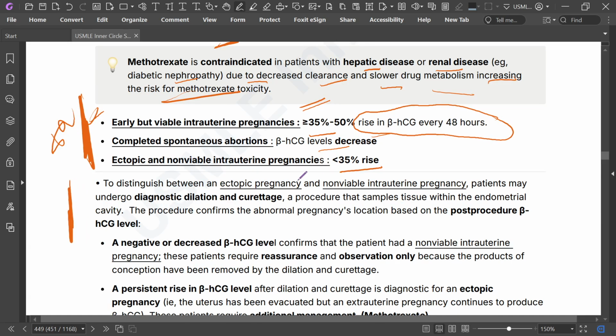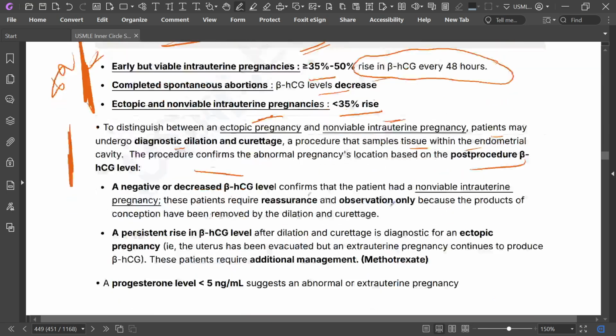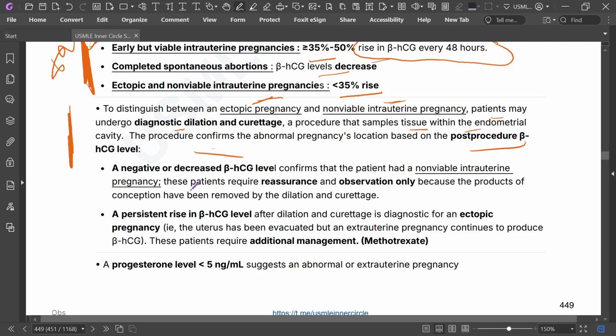Okay, to distinguish between ectopic pregnancy and non-viable intrauterine pregnancy, the patient must undergo diagnostic dilation and curettage, a procedure that samples tissue within the endometrial cavity, and it is confirmed by post-procedure beta hCG level.